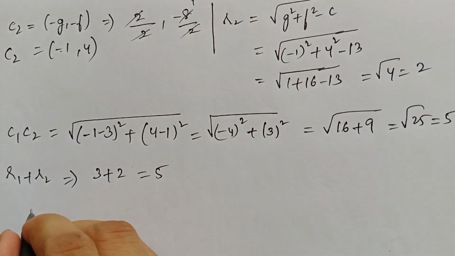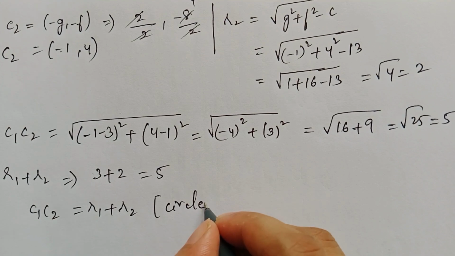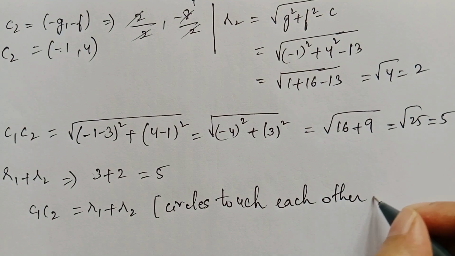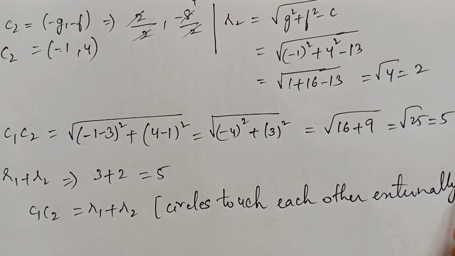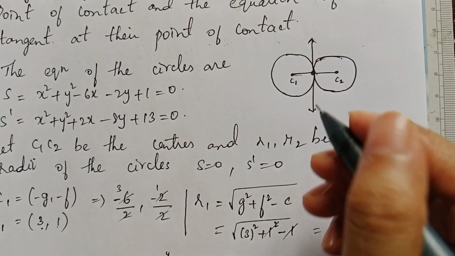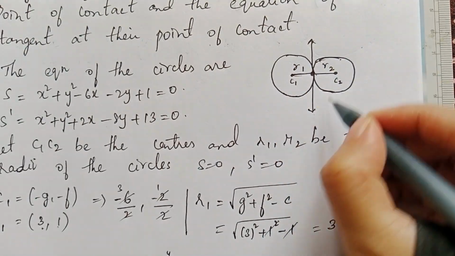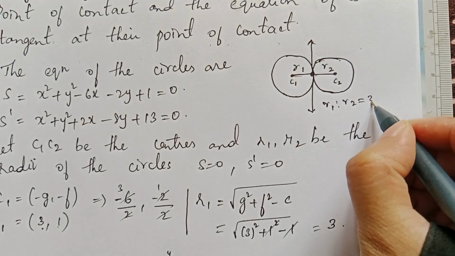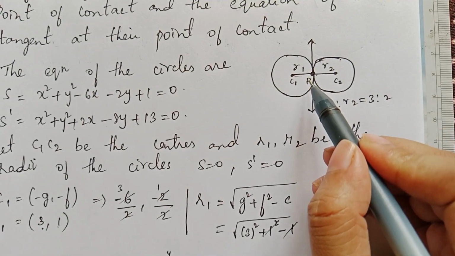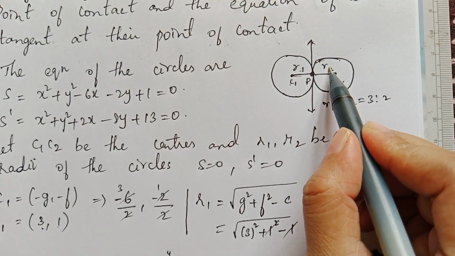So here our condition is C1C2 equals R1 plus R2. If this condition is satisfied, then the circles touch each other externally. So here the circles touch each other externally. This is our R1 and here is R2, in the ratio R1 is to R2 equals 3 is to 2, and the point of contact will be here, this is P. So we can say that the point of contact P divides C1 and C2 in the ratio R1 is to R2 internally.